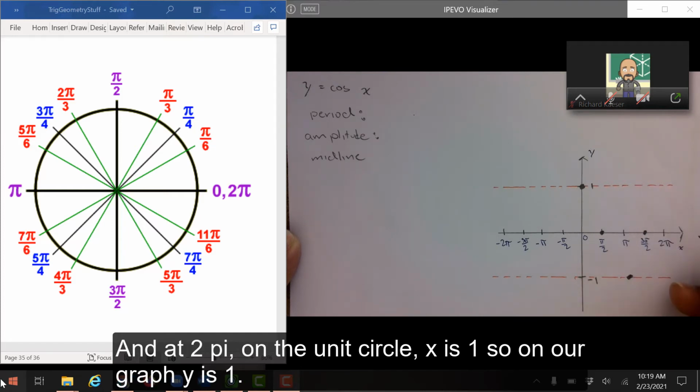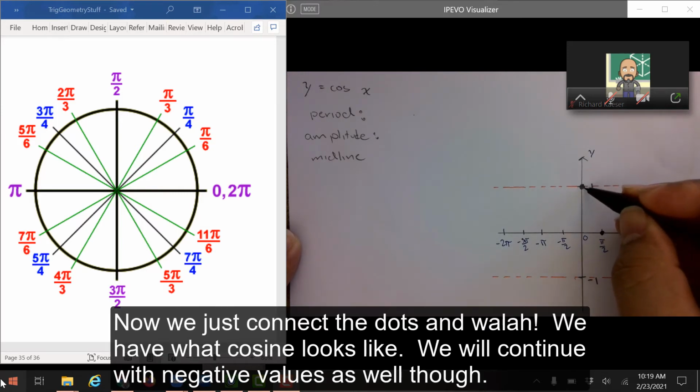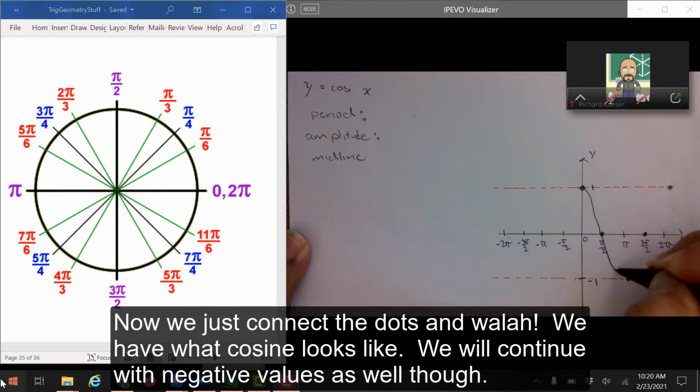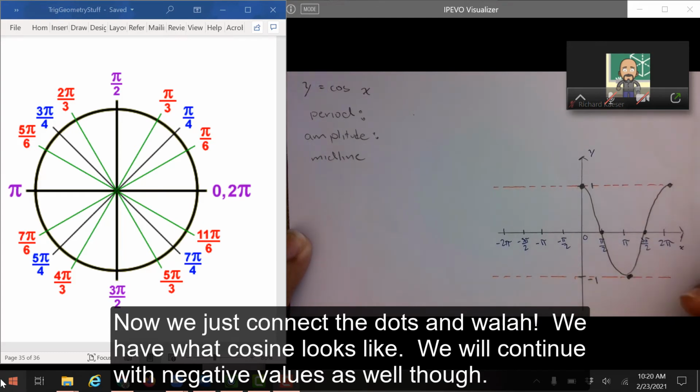And at 2 pi on the unit circle, x is 1, so on our graph, y is 1. Now we just connect the dots, and voila! We have what cosine looks like. We will continue with negative values as well, though.